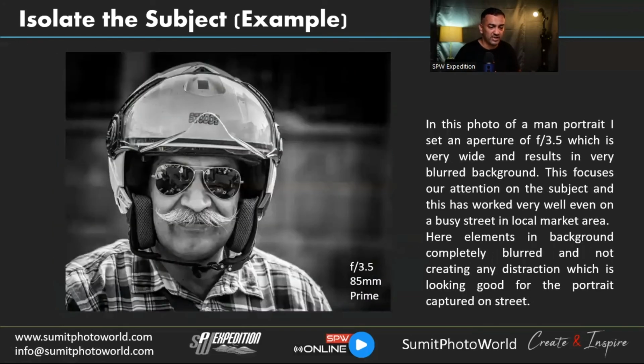And this is one of the examples from street photography. I was using an 85 mm prime lens at f/3.5. It was good enough to hide the distractions in the background, because I was just aiming for a portrait, and for me it works well. You can see the elements in the background are completely blurred and not creating any distractions, which looks good for a street portrait capture.